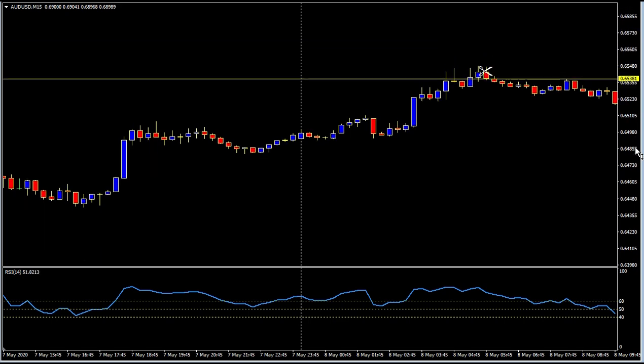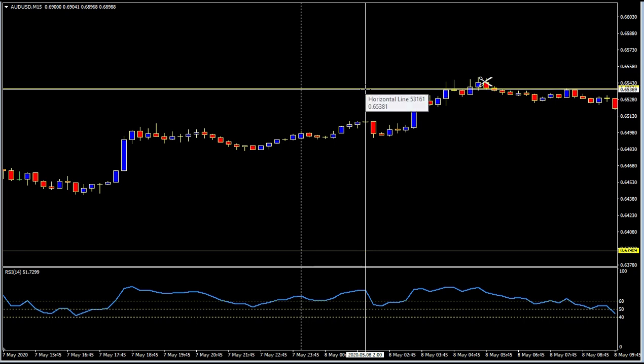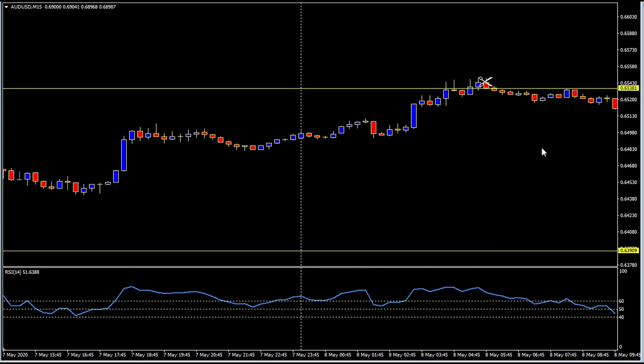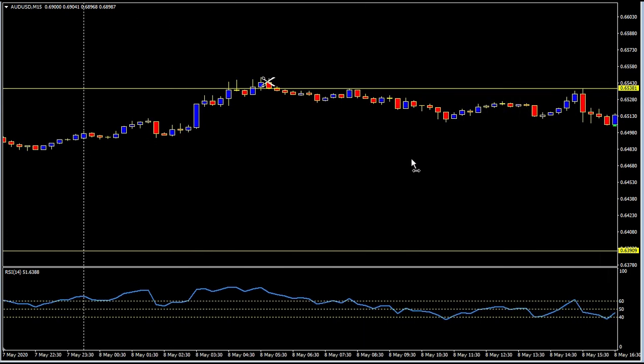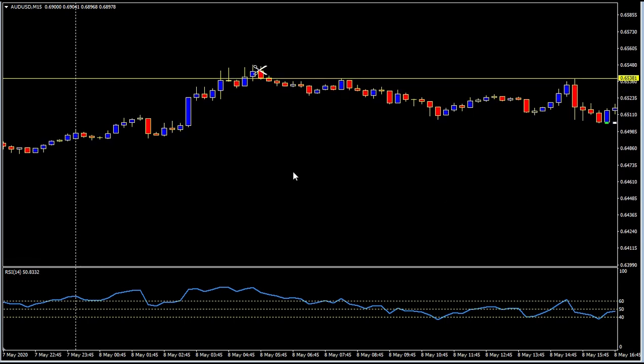So how much profit do you make? Now this is a 15-minute chart. You make a profit of 146 pips, something like that, 145, 146 pips. Okay, now the next trade. Here we exited. I'll put a line here so we know we got out here.